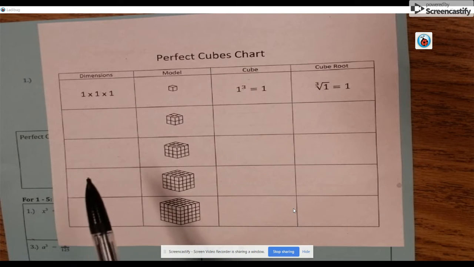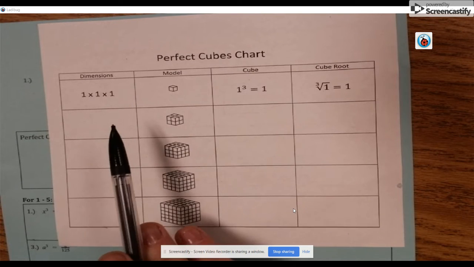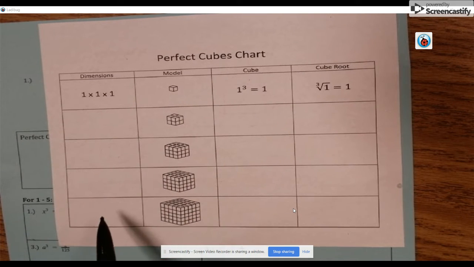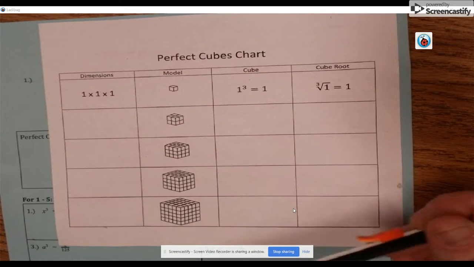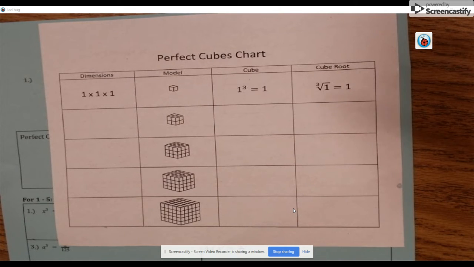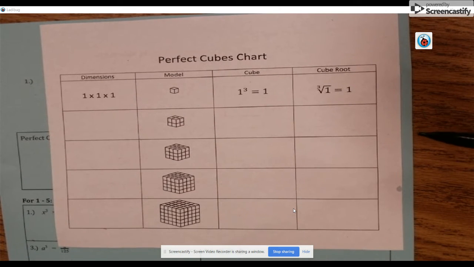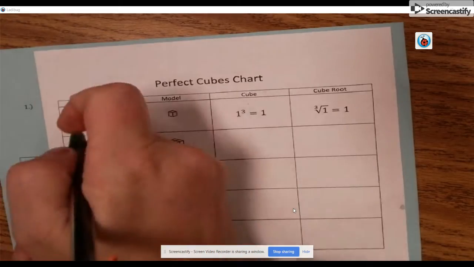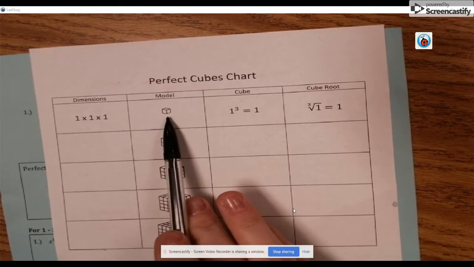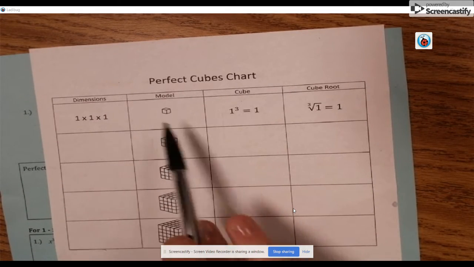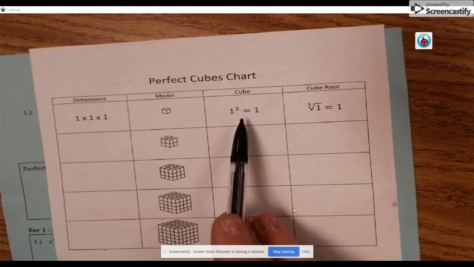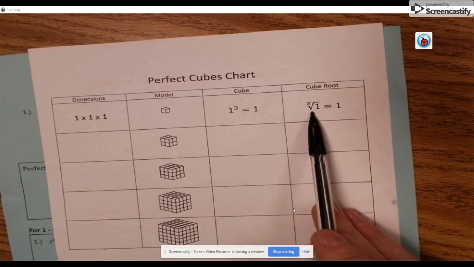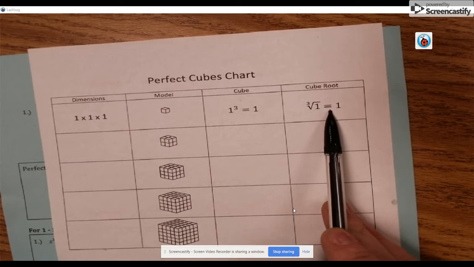I bet you could probably do it yourself too, but if you need a reference, I'll continue to write these up here. You're going to write these on your sheet, and then when you're done, you're going to tape them into your composition notebook on a new page. This is the 5 that you are expected to memorize and know. So if we look here, we have a 1 by 1 by 1, length, width, height are all 1. So we would say 1 cubed equals 1, and the cube root of 1 equals 1.